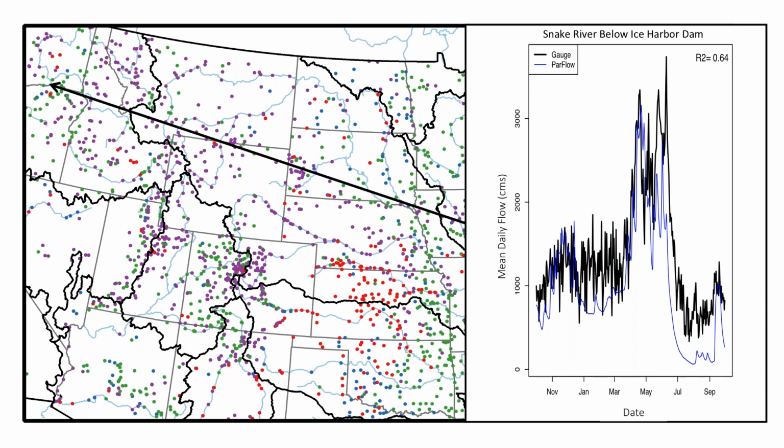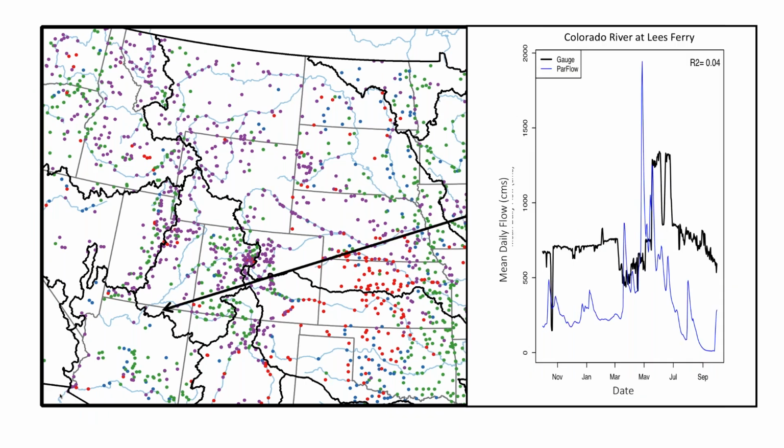So we have daily hydrographs for any of these gauges that we've compared. We have 3,000 of them that we can look through. The blue is ParFlow, the black is the gauge. Here's the Snake River below Ice Harbor Dam, and you can see that we do a pretty good job of matching this gauge.